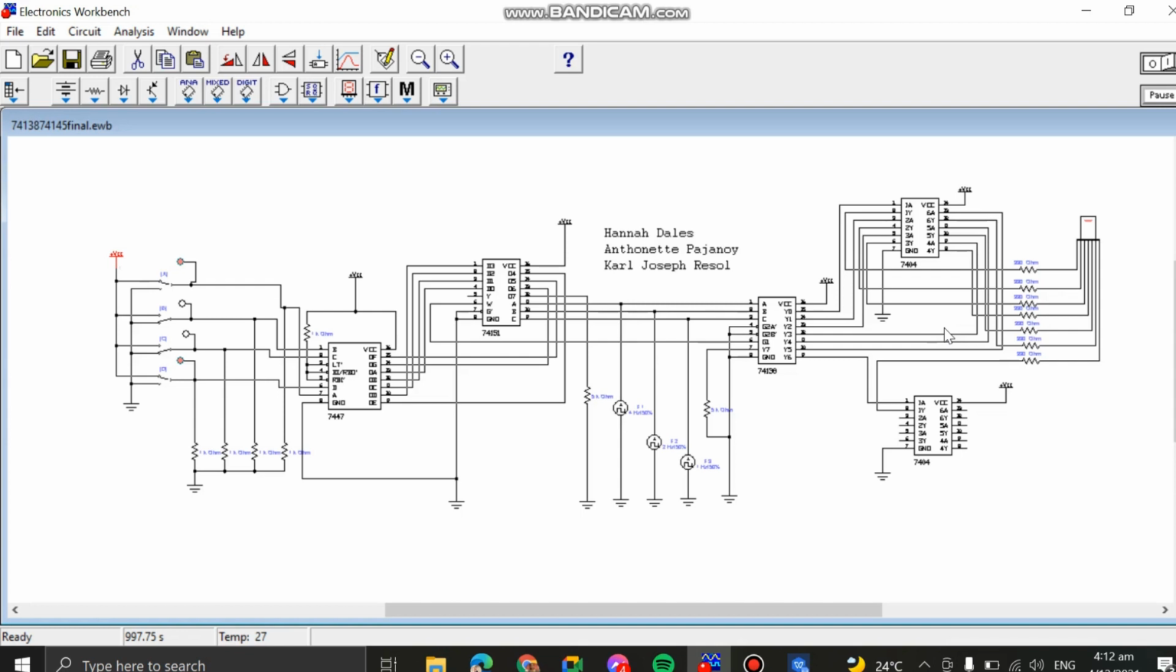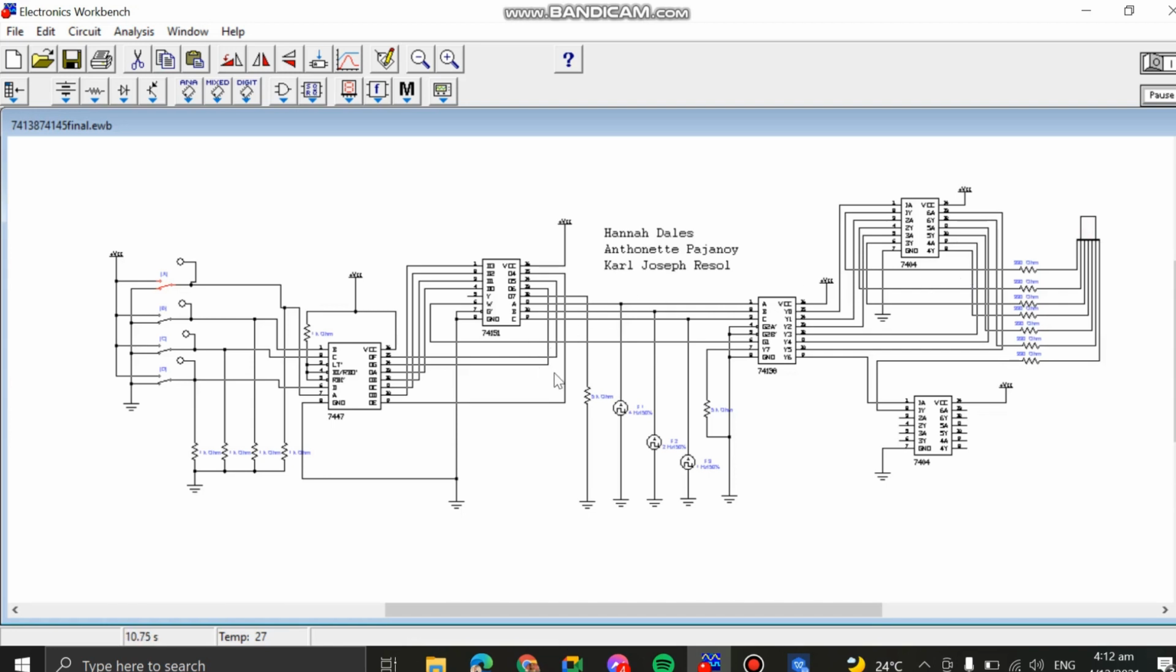Moving forward, since we're done with 0, that will show 4 zeros. Let me just simulate that one for you. So this is what the 7-segment display looks like.